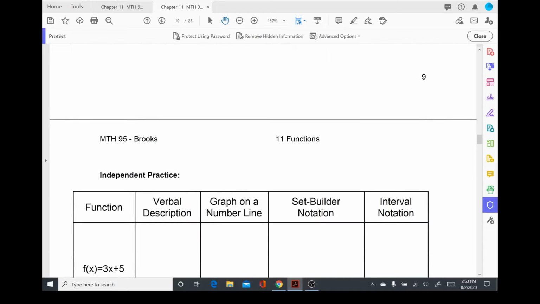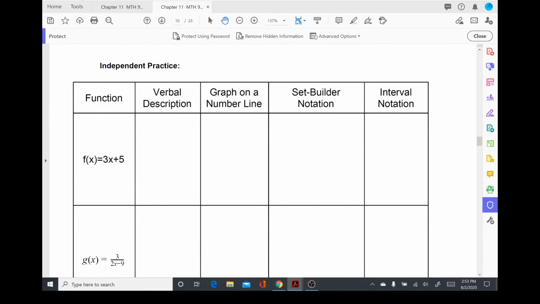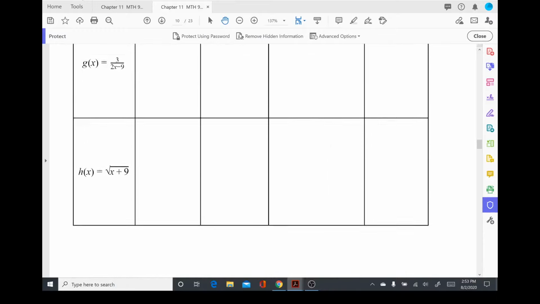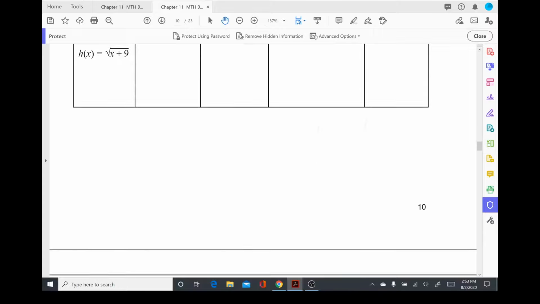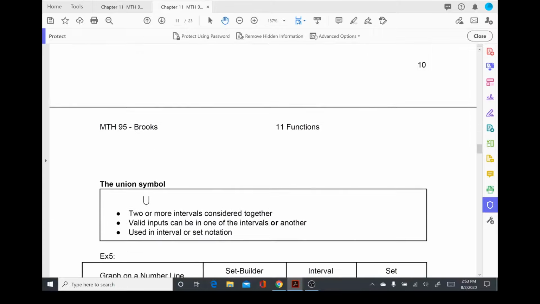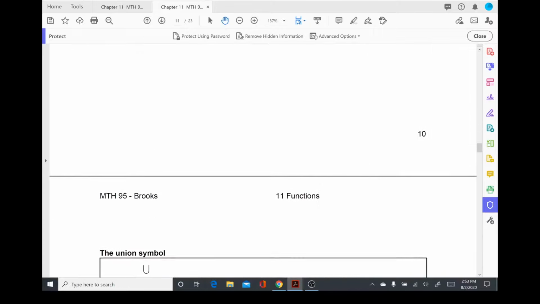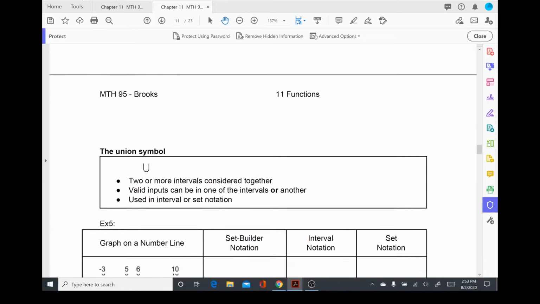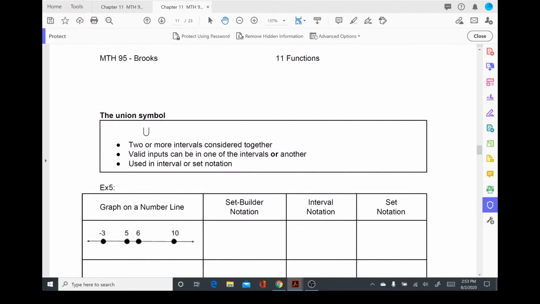What you're going to do is try this yourself. I've given you functions for you to think about, and I want you to try to write in set builder and interval notation. There's also some more examples in your book if I didn't give you enough. All right, that's where we're going to stop this first part of the video, and I'm going to introduce another symbol called the union symbol next.